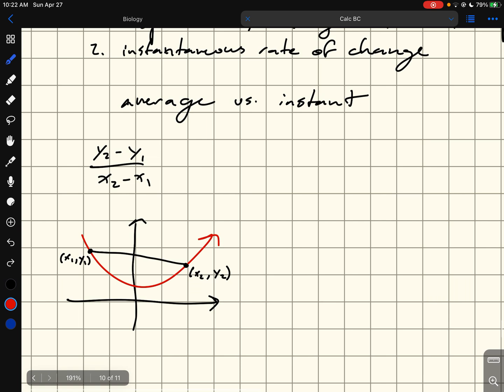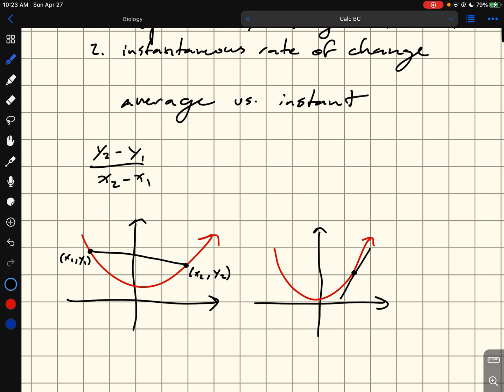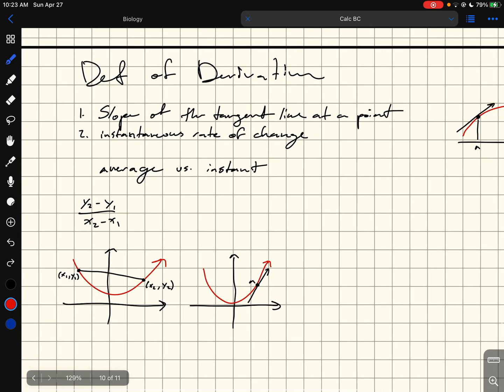But instantaneous, it's only at one point. So instantaneous, for the same graph, it would just be at one point right there. What's the slope of this line? So if this was called A, point A, the instantaneous rate of change at point A would be the slope of this line. I'll just keep that there. Let me condense this.